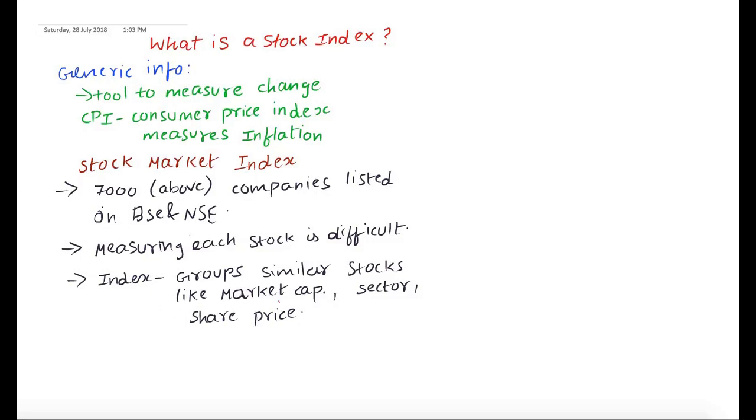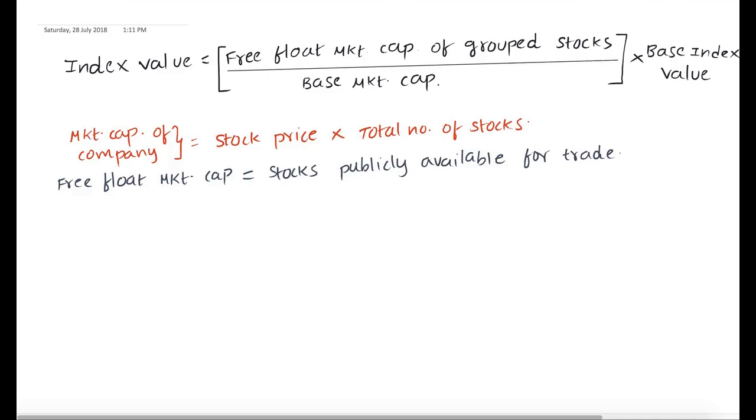They use this formula to find the index value. Free float market capital of the grouped stocks divided by base market capital. Free float market capital of a group of stocks is based on the stocks which are publicly available for trade. There might be 10,000 stocks at the time of the IPO, but only 500 stocks publicly available for trade. That is what is considered for calculating the free float market capital. We will cover those inner details in the upcoming videos. For now, just consider this formula: free float market capital of the group of stocks divided by base market capital, multiplied by the base index value, to calculate the index value of a particular thing.